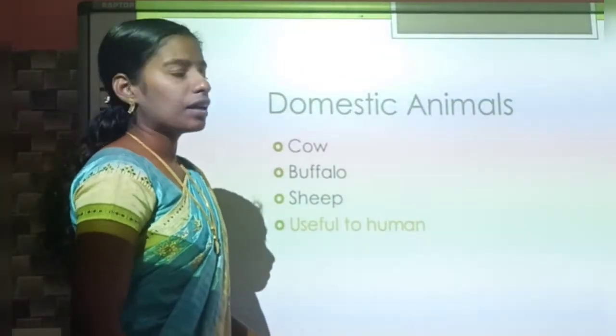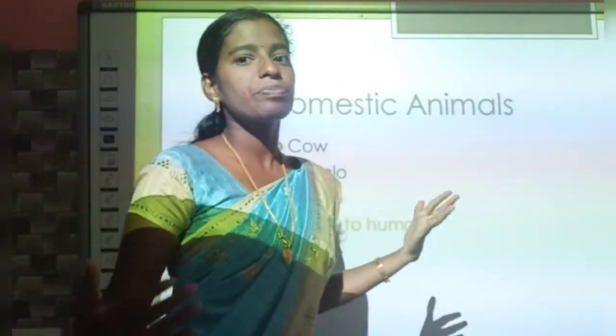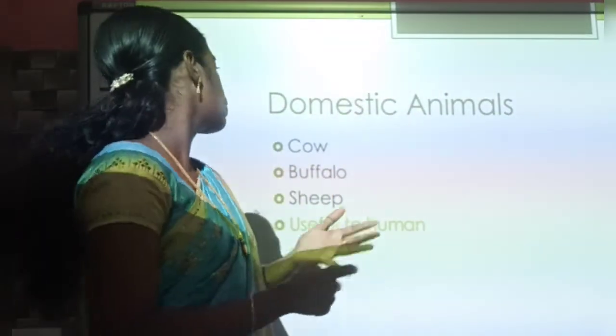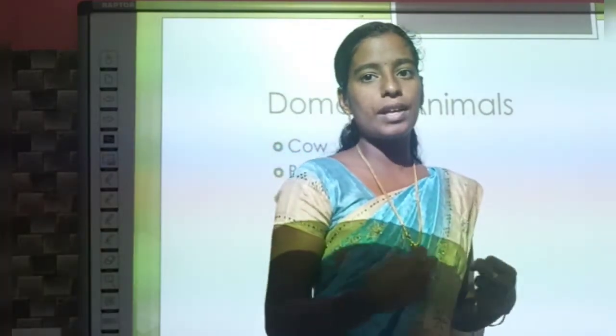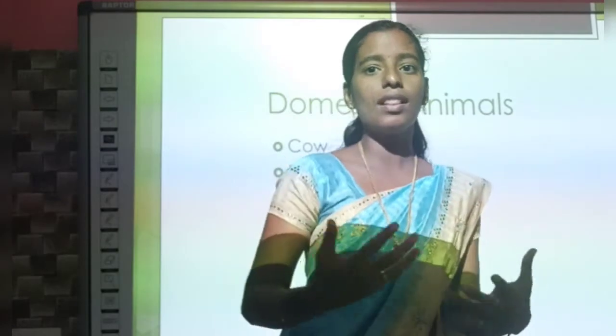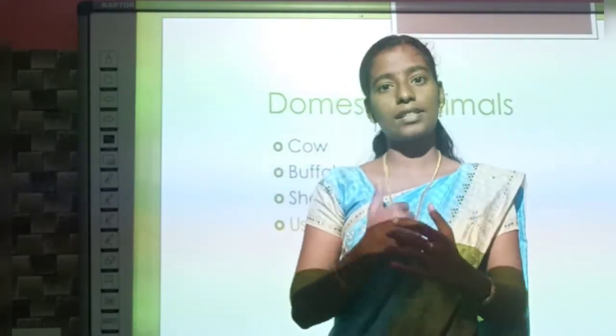domestic animals. Animals like cow, buffalo, sheep, they are useful to us, right? From buffalo we are getting milk, from cow we are getting milk, meat we can get from cow. Then this sheep also, the skin is useful for us. So sheep is also giving many useful things to humans. So when the animal is with us, near our home or in our home, it is called domestic animal.